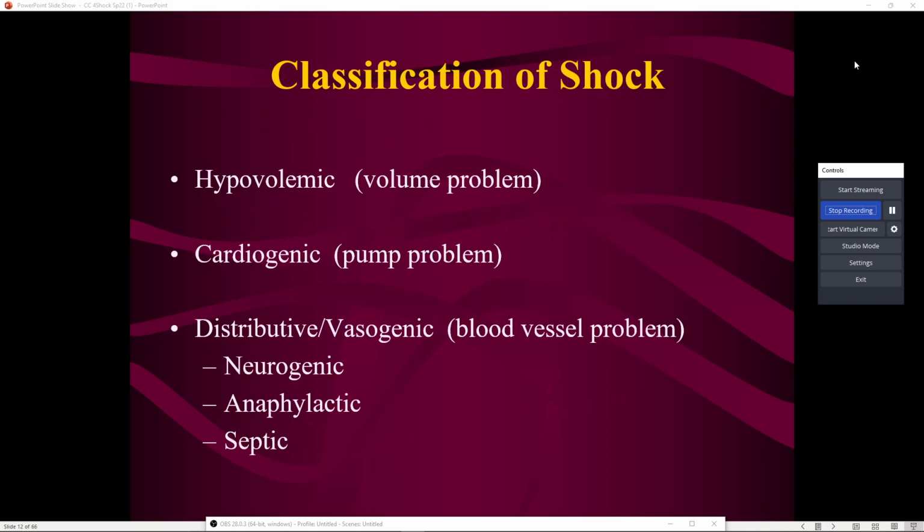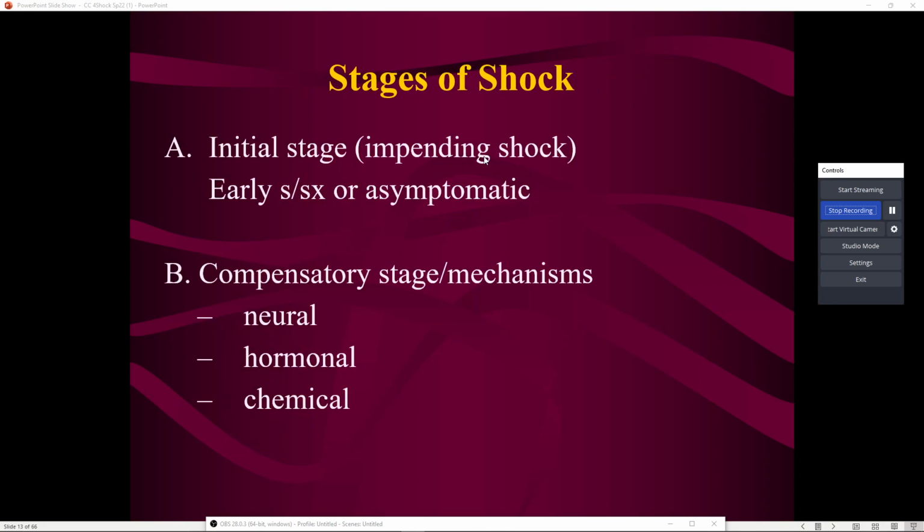So big point there. Classifications of shock: hypovolemic, volume, cardiogenic, pump, distributive, falls under blood vessel problem. Okay. I've already mentioned these. Initial stages. You must know the stages of shock. I'm going to make it real simple for you. There's the initial stage. The other term for initial stage is going to be the impending shock onset. What this is, is your body perceiving the incoming shock.